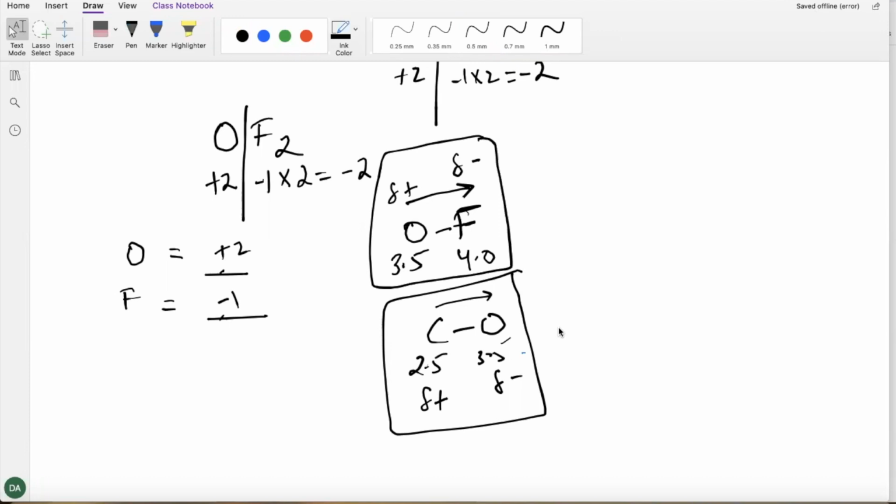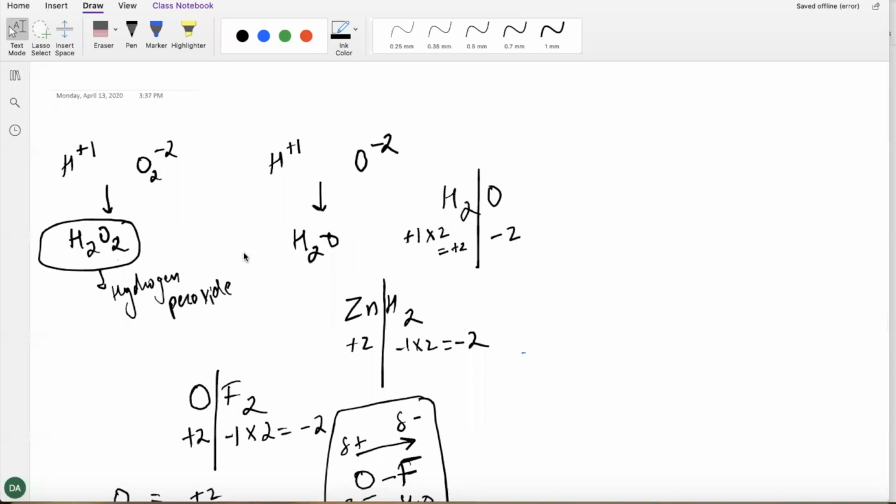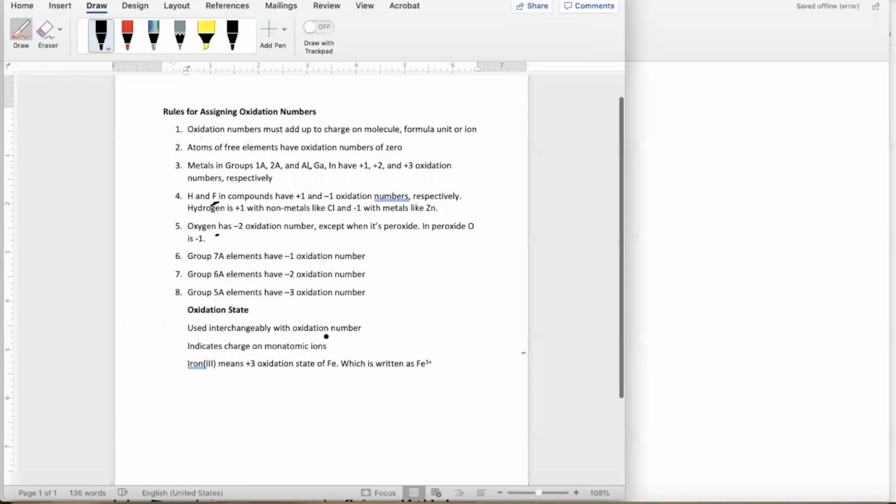Giving them a number, yes, and those numbers look similar to the ionic charges, but they don't mean the same thing. The +2 on oxygen in the OF2 example does not mean it lost 2 electrons. No, it did not, because it's a covalent bond. It's a covalent molecule. Okay. Questions, guys? No. Okay.